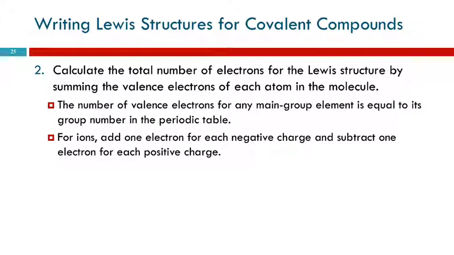The second step is to figure out how many valence electrons I have to use in my Lewis structure. So you look at each of the atoms, find what group they are on the periodic table, and you add those numbers up. If you have an ion, we could draw a Lewis structure for a polyatomic ion. If it's a negative ion, that means it has extra electrons. So a -2 ion, you have to add 2 electrons. If it's a positive ion, you have to subtract electrons.